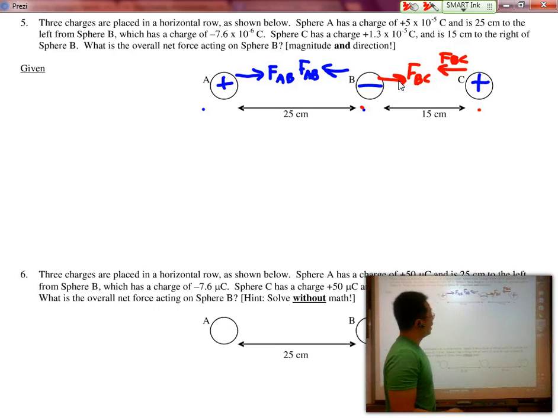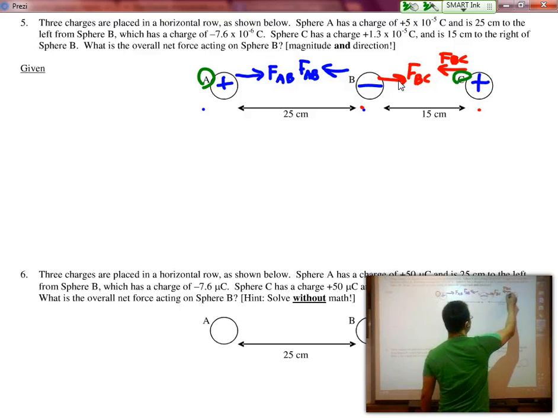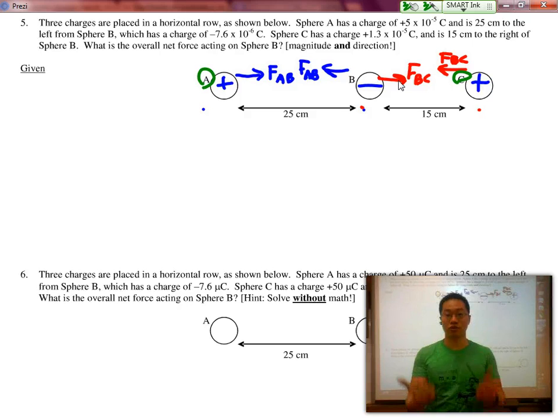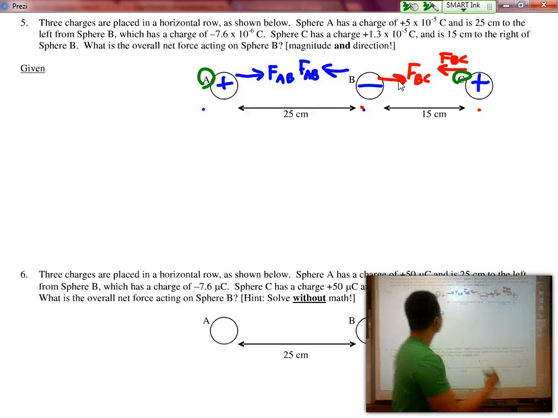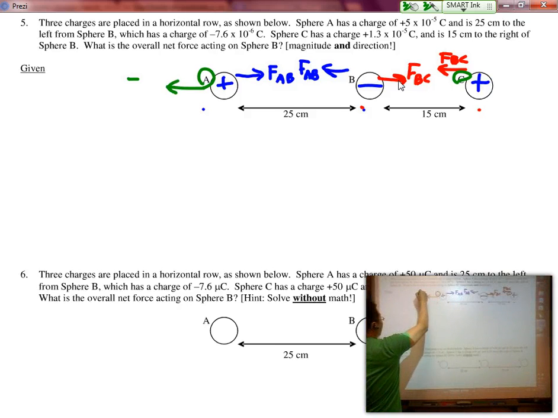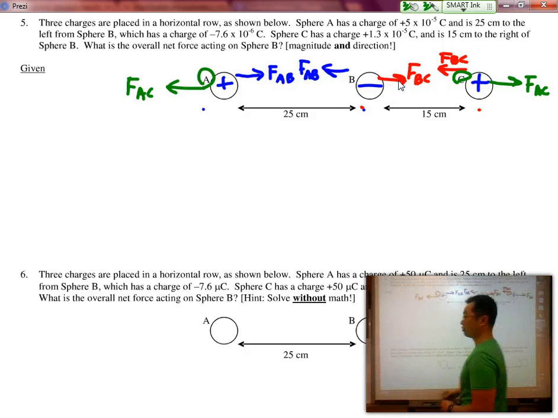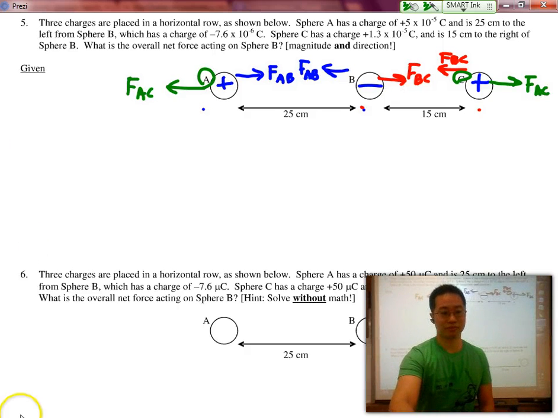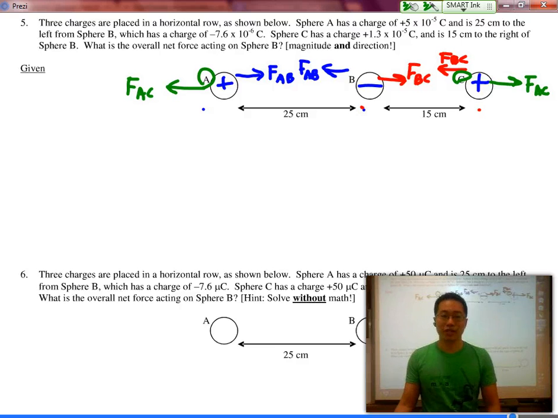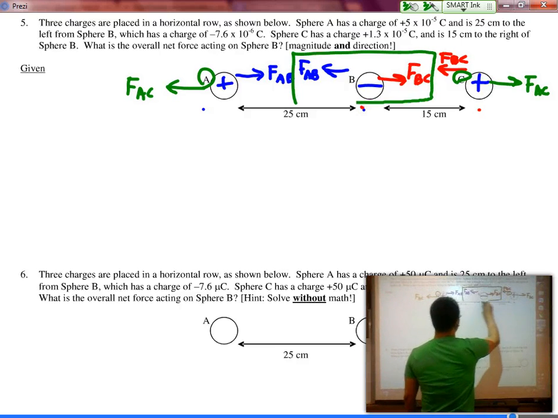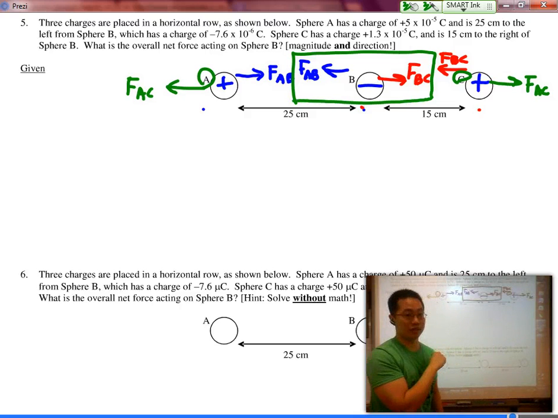Okay? And yes, sphere A and sphere C will interact with each other as well. In this case, they're both positive charges, so they would repel. So in this case, if I really needed it, it would be FAC going to the left and FAC going to the right. It's the same exact force on both sides. Now this question only asks for the net force on sphere B. So I have to solve for FAB and FBC.